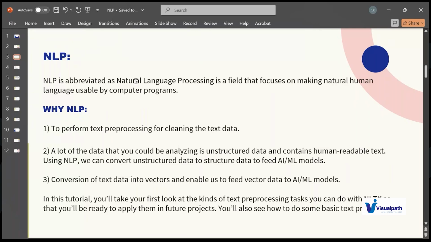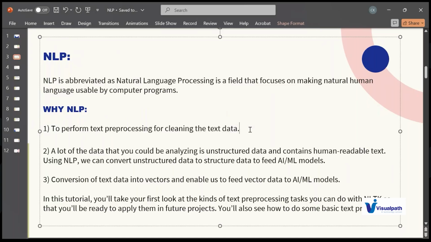Since it is not directly understandable by computers, natural language processing comes into the picture, helping computer systems understand these languages so that there is no language barrier between the computer system and the human. That is the reason we have the concept of natural language processing. There are three main things we use it for. First, text pre-processing for cleaning the text data. You can use NLP for that. And one more thing is that we will have unstructured data.